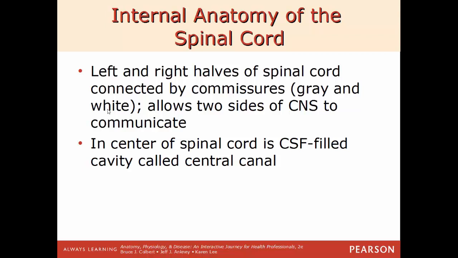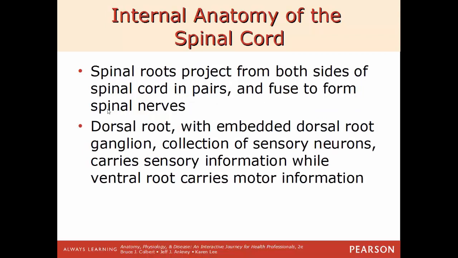Now in the center of the spinal cord is a cerebrospinal fluid filled cavity called the central canal. Now the spinal roots will project from both sides of the spinal cord in pairs. And these will fuse together to form the spinal nerve. The dorsal root with embedded dorsal root ganglion is a collection of sensory neurons and will carry sensory information, while the ventral root will carry motor information.